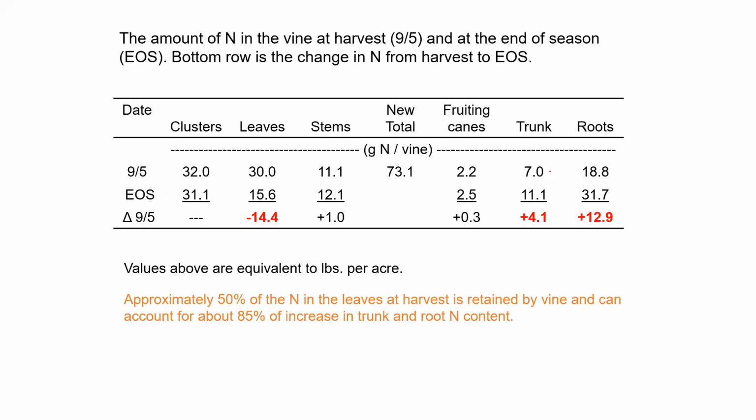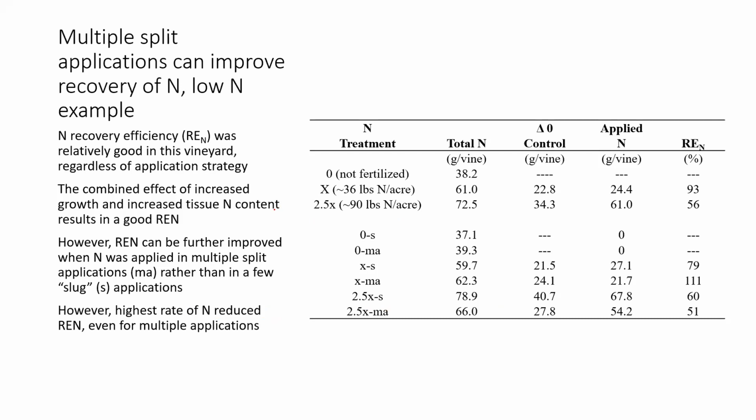Well, they had the opposite trend. They increased in the case of trunks, from 7 grams to 11 from harvest to end of season, and in roots from almost 20 to about 30. And the total increase was 4 grams in trunk, about 13 in roots. And so you can see that about 85% of the increase in N in the trunk and the roots could be accounted for by the decrease of N in the leaves. So a lot of the N that accumulates in the vine after harvest can come from the leaves.